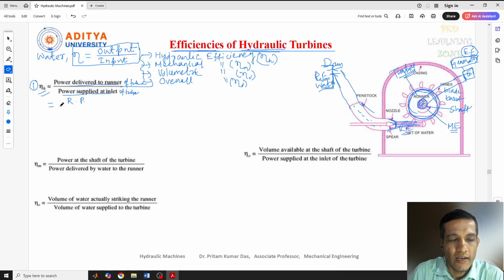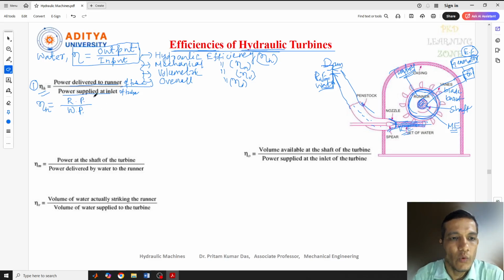Finally, what is the output from here? That means this runner, how it is rotating, and what is the power at this runner. So power delivered to runner, that is runner power, and what is the power supplied at the inlet condition at this point, at this position. That is what is supplied here. This is nothing but water supplied here. So we can write this is water power. Okay, so the hydraulic efficiency can be written as runner power by water power.